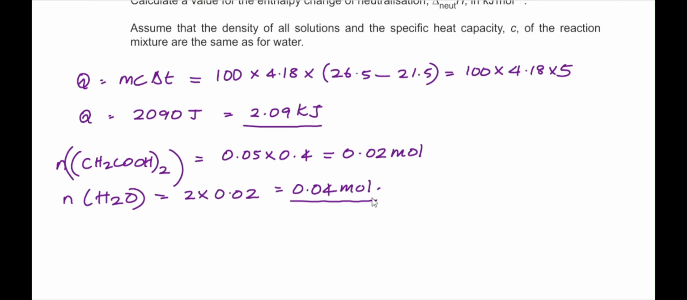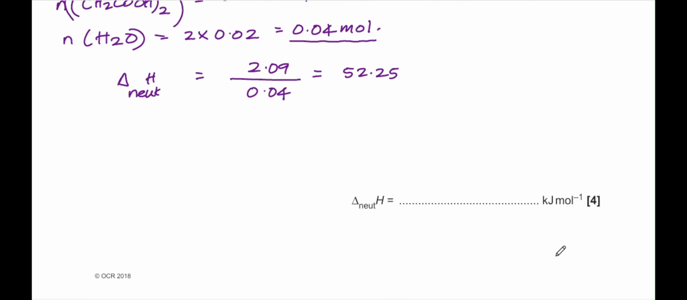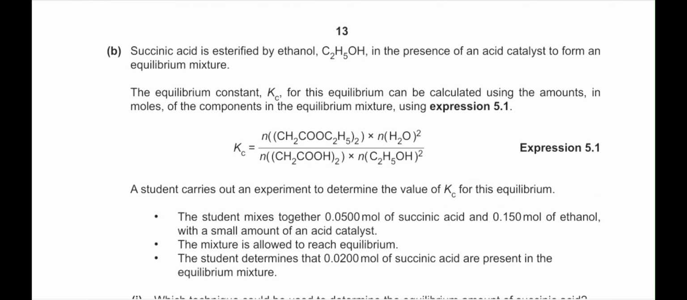So we have all the information we need to calculate the neutralization enthalpy. So we can say therefore delta H neutralization is equal to 2.09 divided by 0.04 moles, which is equal to 52.25, and we need to write this as negative because it's an exothermic reaction, minus 52.25. That's it.